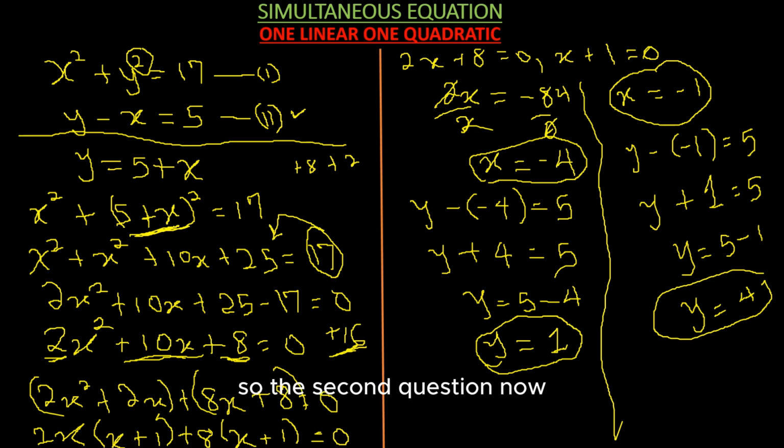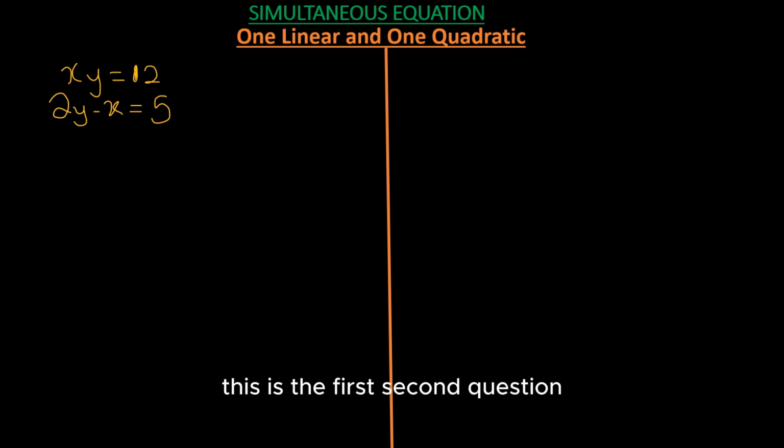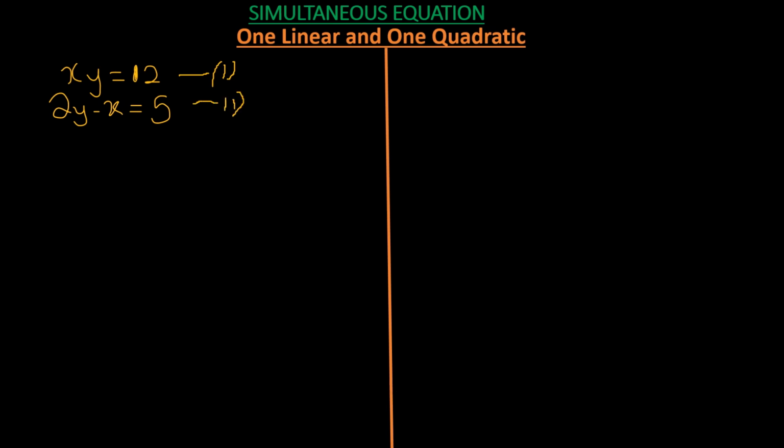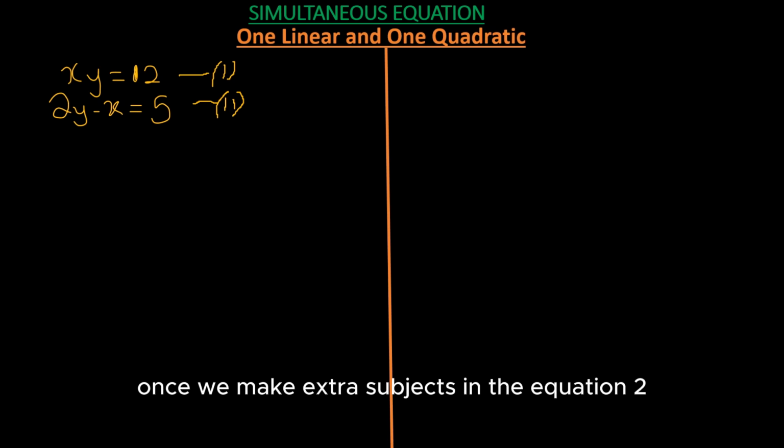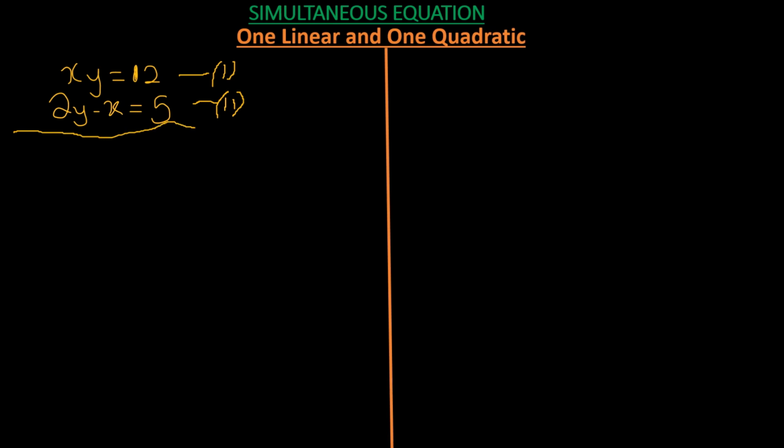So the second question now. This is the second question. Xy equal 12, then 2y minus x equal 5. Let's tag this equation 1 and this equation 2. So we're going to make x the subject here. We want to make x the subject in equation 2.